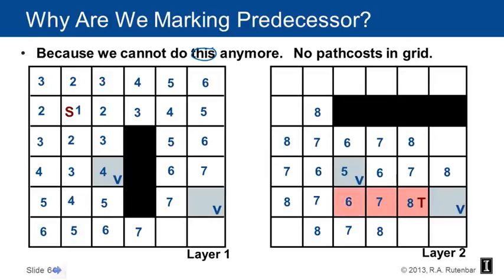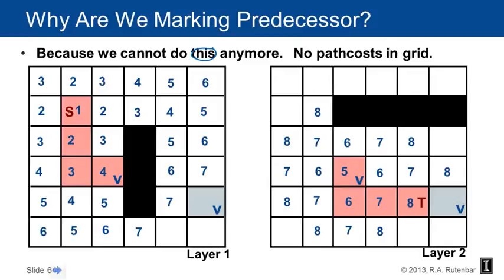I can't find this path by saying I reached the target with an 8, so go look at the cell for a 7, go look in the cell with a 6, go look in the cell with a 5, go look in the cell with a 4. Oh, the 4 is in the other layer. Okay, go look at the cell for a 3, go look at the cell for a 2, go look at the cell for 1. I can't do that anymore.